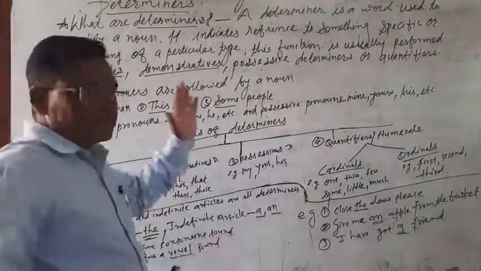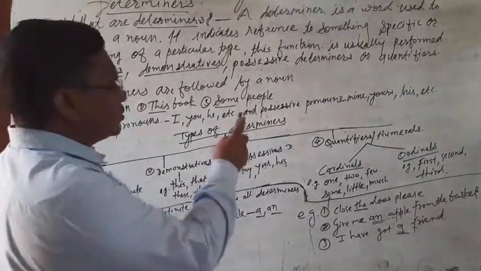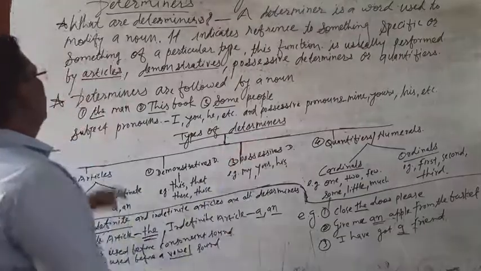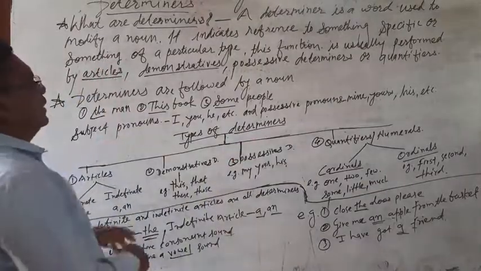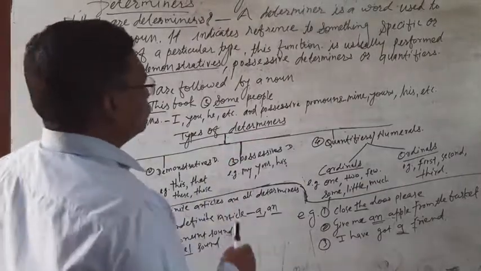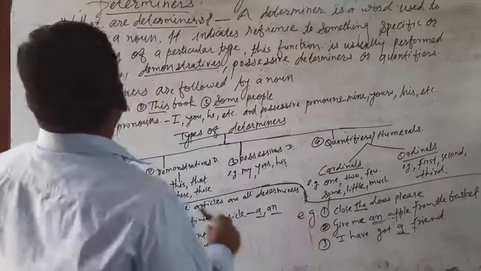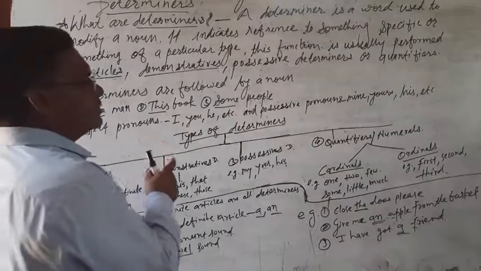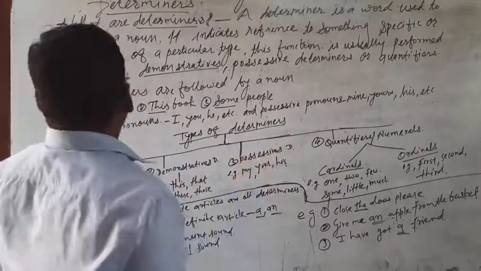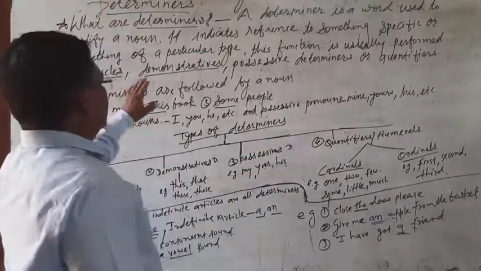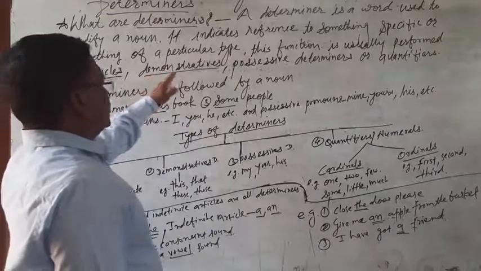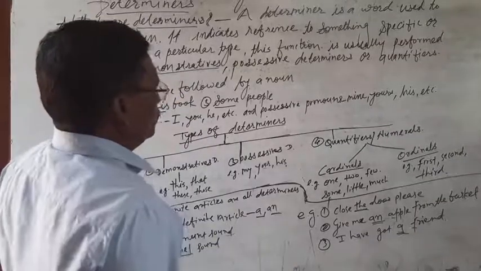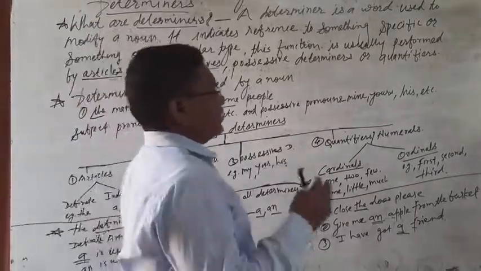What are determiners? A determiner is a word used to modify a noun. It indicates reference to something specific or something of a particular type. This function is usually performed by articles, demonstratives, possessive determiners, or quantifiers.